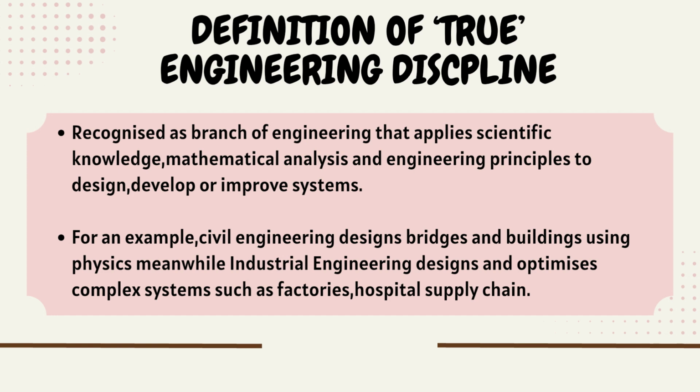First of all, I would like to give a definition for a true engineering discipline to understand the need of the question in the assignment. A true engineering discipline is a field that applies scientific knowledge, mathematics, and engineering principles to design or improve systems. For example, civil engineers design bridges and buildings using physics theory and calculation. Similarly, industrial engineers design and improve complex systems like factories or hospital supply chains that deal with machines, people and material. This shows that industrial engineering fits the definition of a true engineering field.